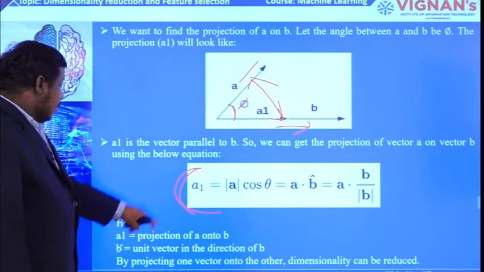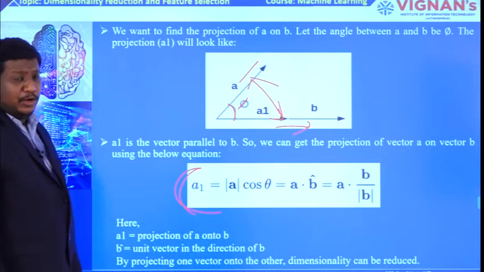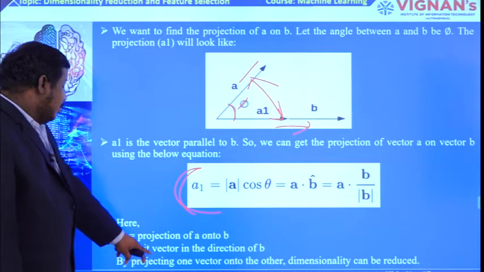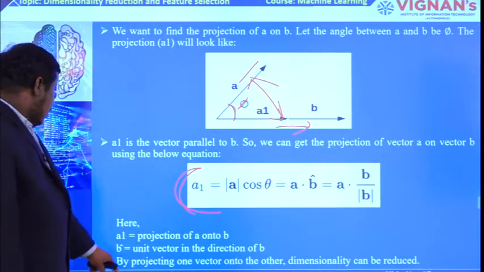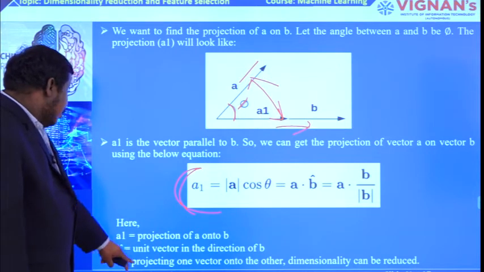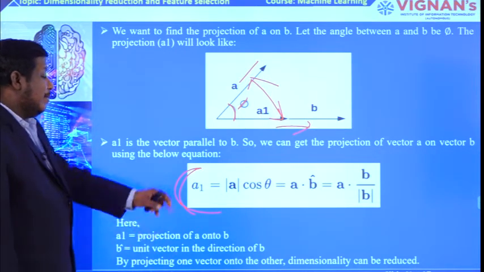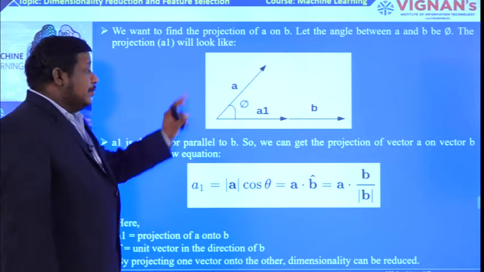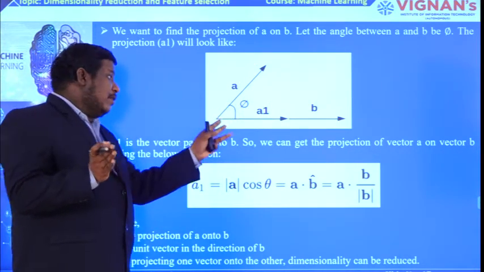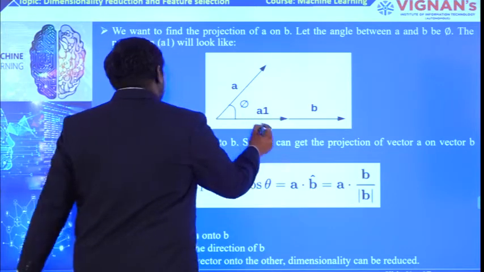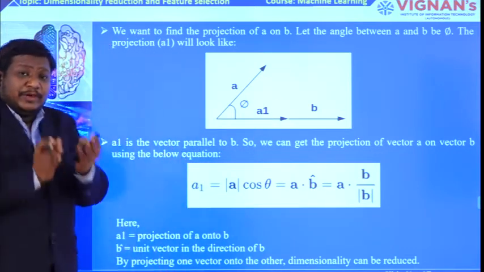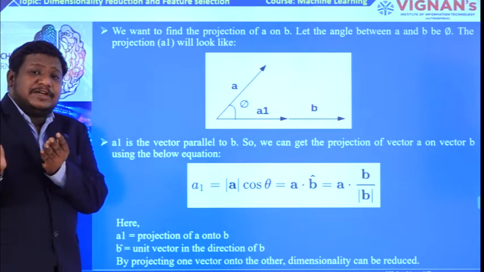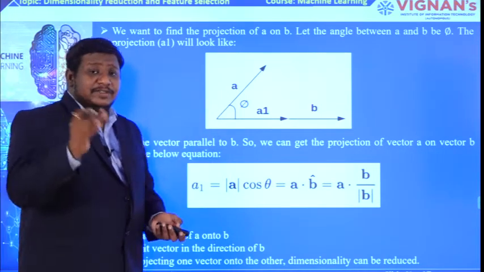See, in this formula A1 is the projection of A onto B, and of course B cap is the unit vector in the direction of B. By projecting one vector onto the other, dimensionality can be automatically reduced. That means you have vector A and vector B. When you are taking the output, you are taking only one variable, that is the A1. So, when you have 2 variables, you are trying to reduce the dimension to a single variable, that is your A1.